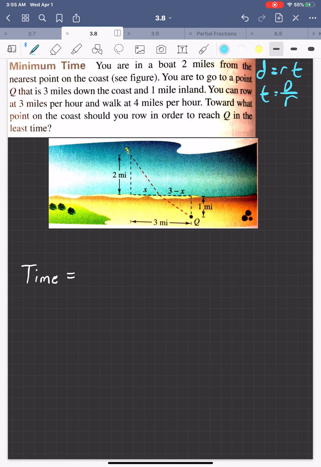Okay, so ready? So let's set it up this way. Time is going to be the distance that you are in your boat rowing, divided by the rate at which you can row.